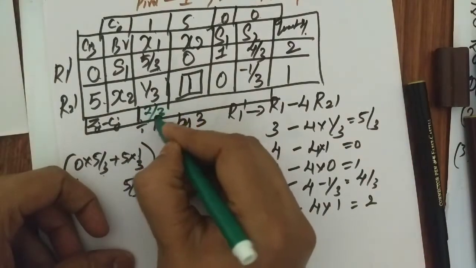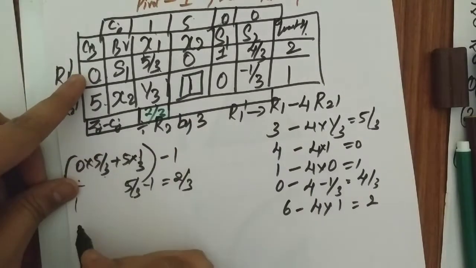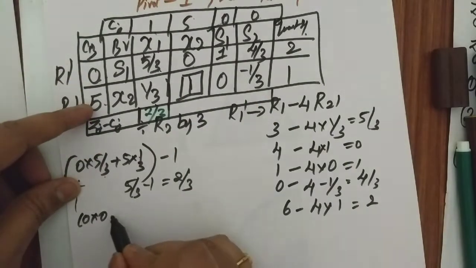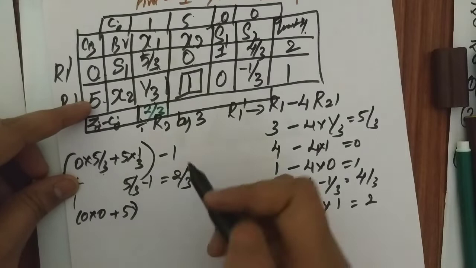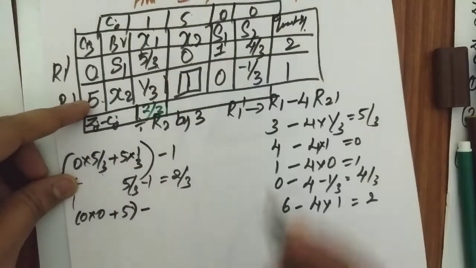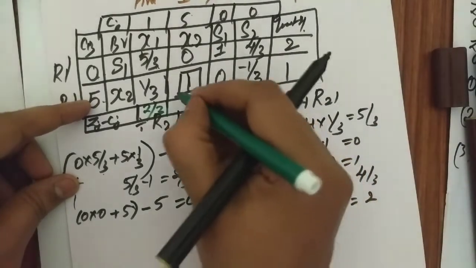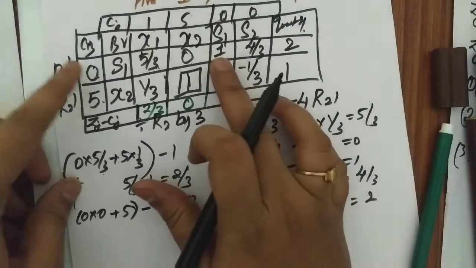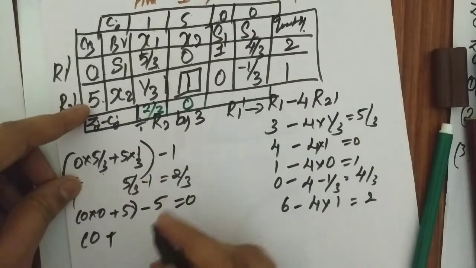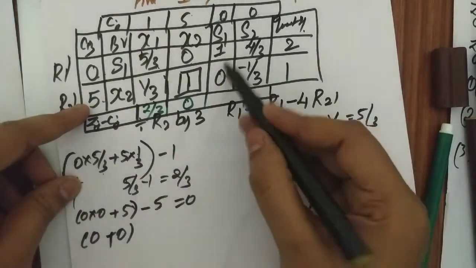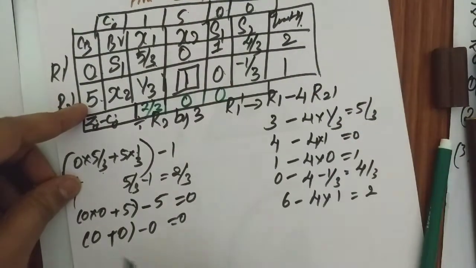I'll change the color so it will be visible. 2 by 3. Next. What is the next we have? 0 into 0, plus 5 into 1. 5 into 1, I'll write a 5. This has to be subtracted with Cj, that is 5. So 5 minus 1, we will get 0. Now 0 into 1, 0, plus 5 into 0 is 0. This product has to be subtracted with Cj. It is again 0. So it is 0.